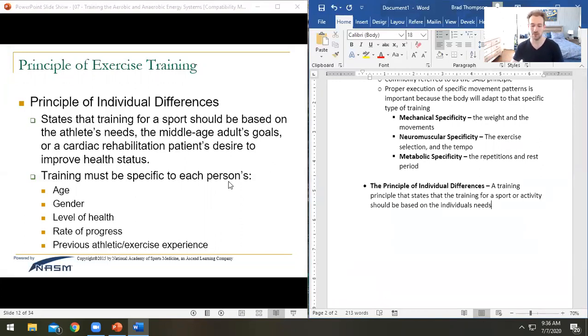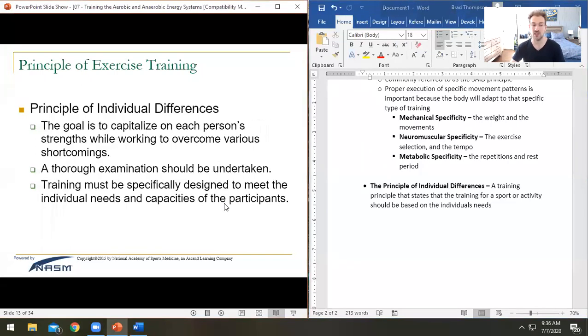And that's one thing to remember, because sometimes I get wrapped up in that too. I'm like, oh, this will be convenient. This will flow really well. And I was like, yeah, but I'm sacrificing efficacy for efficiency, right? I'm sacrificing effectiveness for speed. So it should be related to their age, their gender, their level of health, their progress, and then any other previous experience that they have, right? So if the goal is to capitalize on someone's strength while working to overcome anything that they might be struggling with, right?